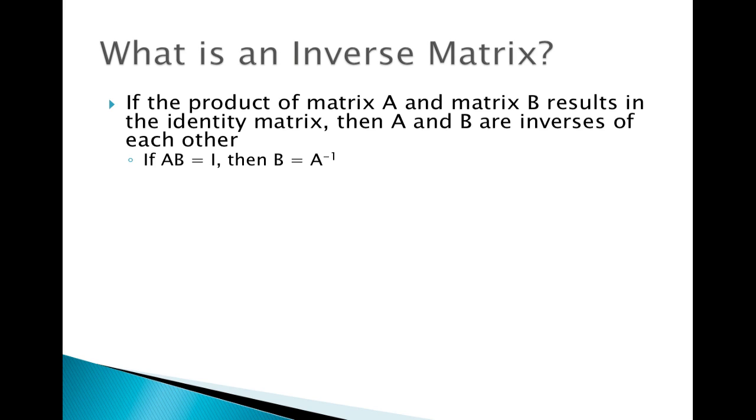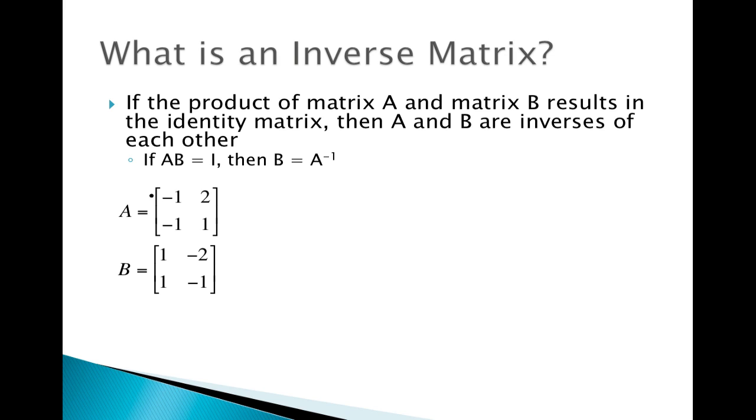It is the matrix such that if we were to multiply any matrix by its inverse matrix, the resultant matrix will be an identity matrix. So for example, we have matrix A and matrix B here. If we multiply these two matrices together, we're going to get the identity matrix. And remember, your identity matrix is going to be the matrix with 1 down the diagonals and zeros everywhere else.